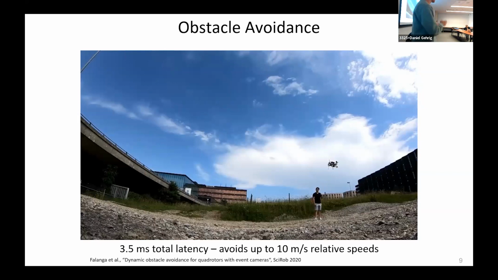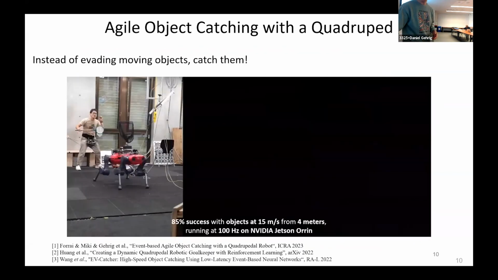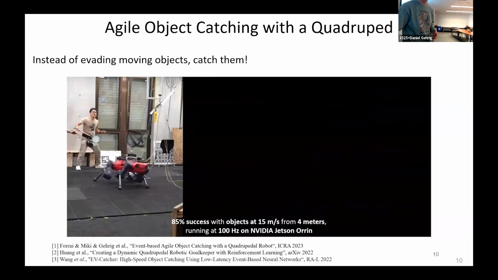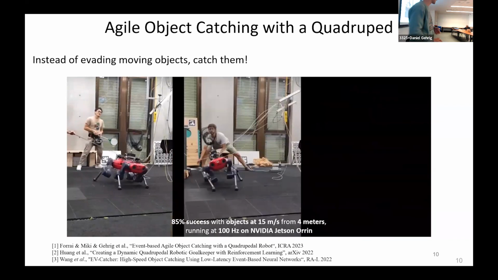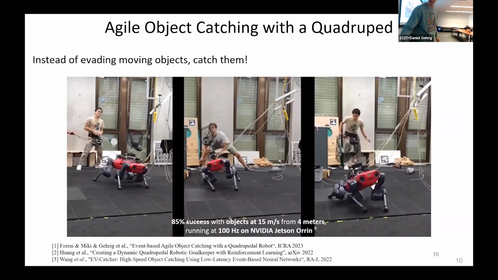So we've now seen robots avoid objects, but the question is, can we actually also catch objects with this algorithm? And this is what we've tried out in collaboration with the RSL, where they designed this quadruped robot.